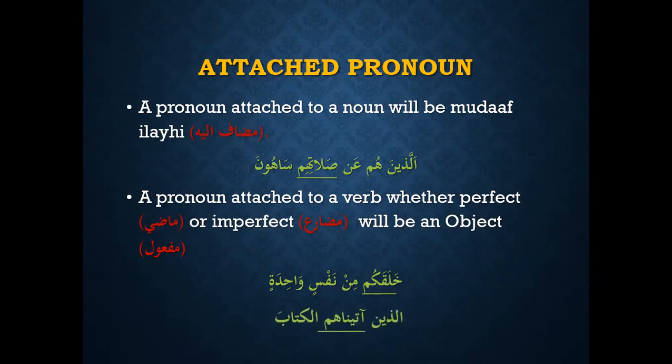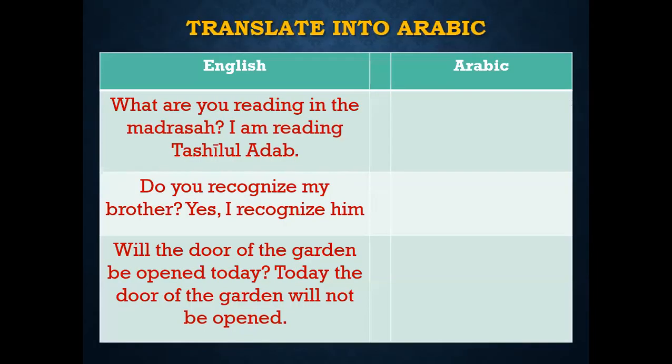Alladhina atayna hum, those whom we gave the book. Atayna hum, hum is the maf'ul. Khalaqakum, kum is the maf'ul. So remember, if these pronouns, huwa, huma, any pronoun from that category, is attached to a noun, it becomes mudaf and mudaf ilayh. The noun will be mudaf and the pronoun will be mudaf ilayh. If it is attached to a verb, it becomes fi'il and maf'ul. The verb is fi'il, and the pronoun becomes maf'ul.